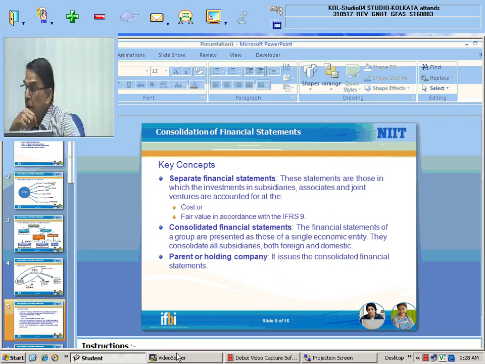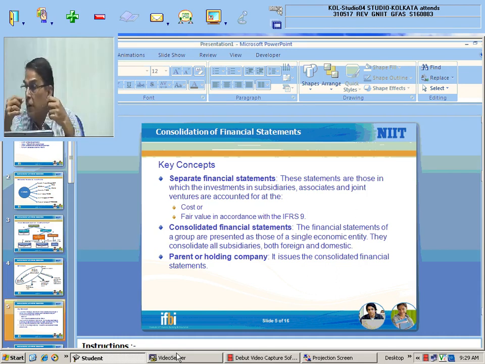So when an investee company reflects the investment in subsidiaries, associates and joint ventures either at cost or at fair value in accordance with IFRS 9, those financial statements are considered as separate financial statements. Consolidated financial statements, the financial statement of a group, that means holding company as well as all the subsidiaries owned by the holding company, are presented as those of a single economic entity. So the group is considered a single economic entity, although it actually comprises of holding company and several subsidiaries.